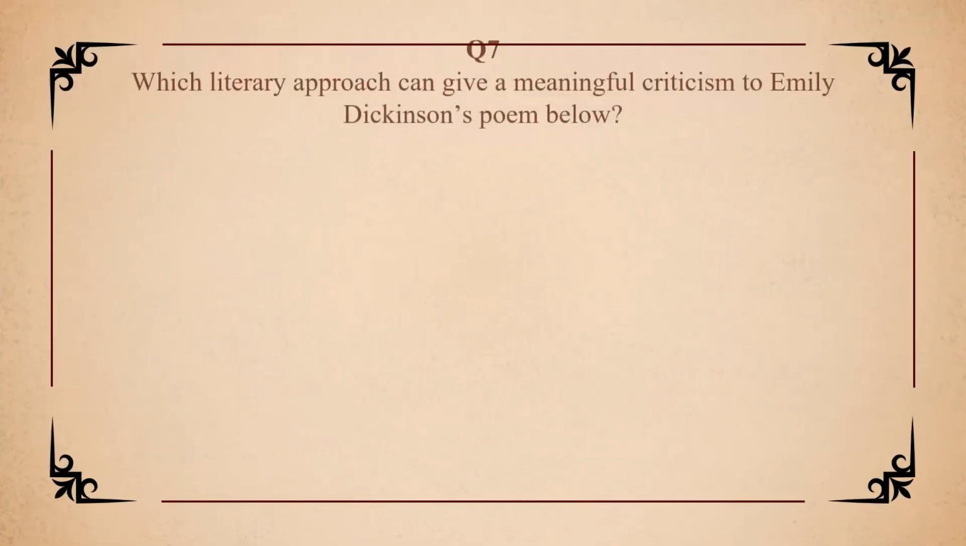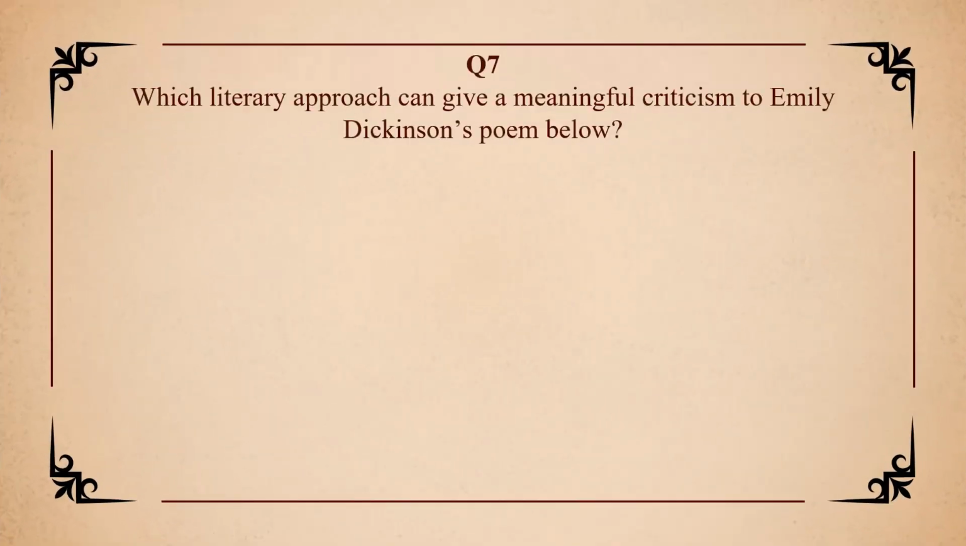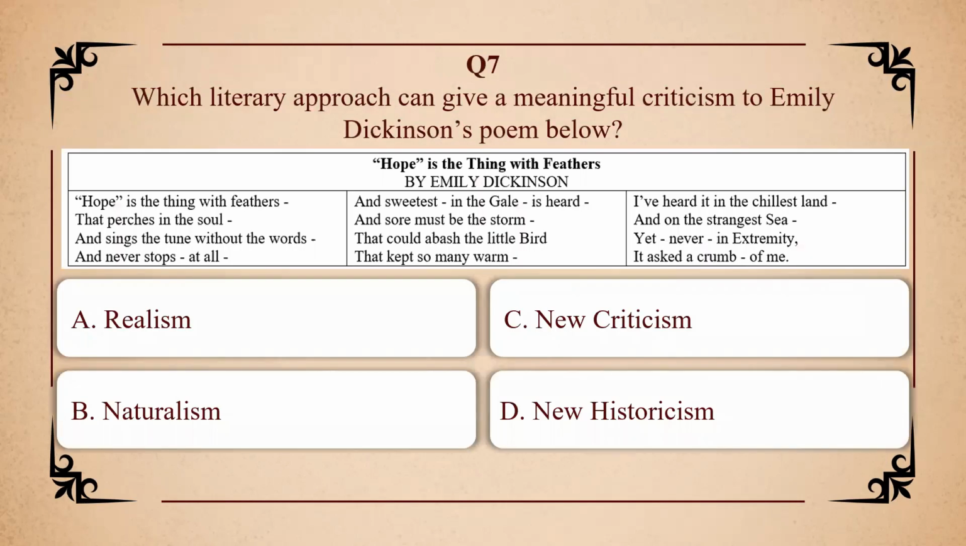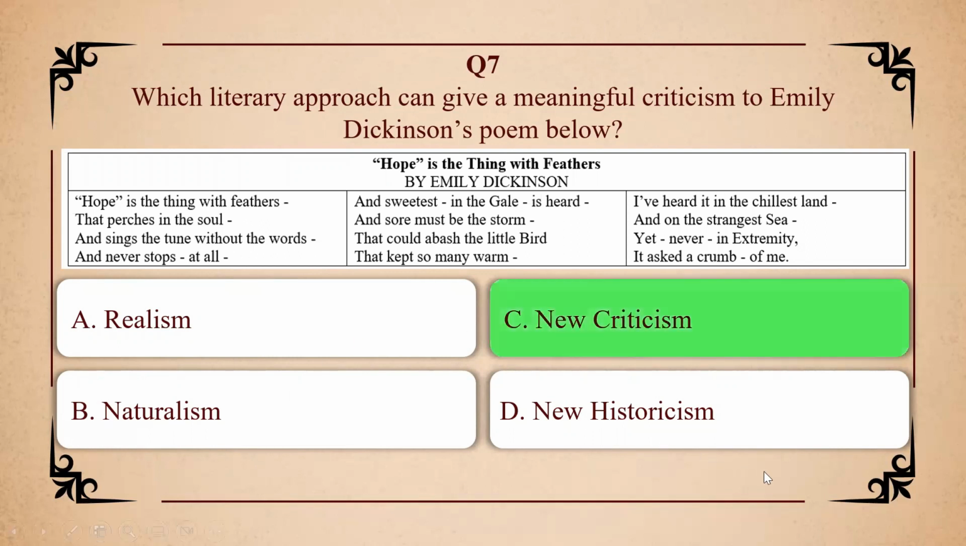Number 7. Which literary approach can give a meaningful criticism to Emily Dickinson's poem below? A. Realism. B. Naturalism. C. New criticism. Or D. New historicism. The answer is letter C.